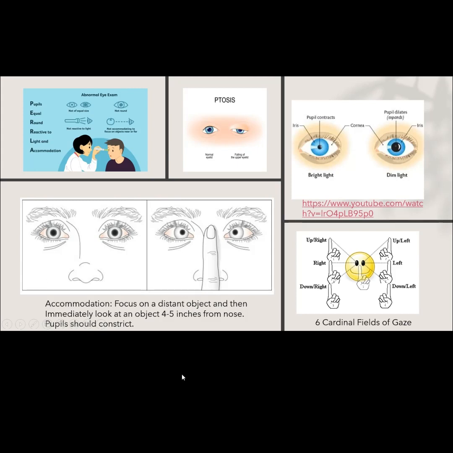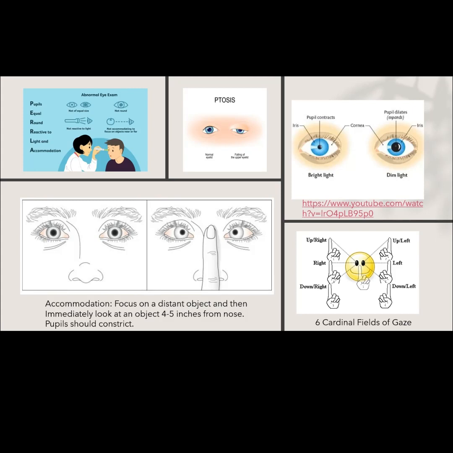So how we test for accommodation is you want to have the patient focus on a distant object, such as your finger. You want to stand in front of them and hold your finger about 4 to 5 inches from the nose, and have them look at an object in the distance, maybe your ear or something behind you. Then you have them look at the finger, and what you should see is that the pupils turn inward, and then they should constrict. Okay, so that's how you test for accommodation.